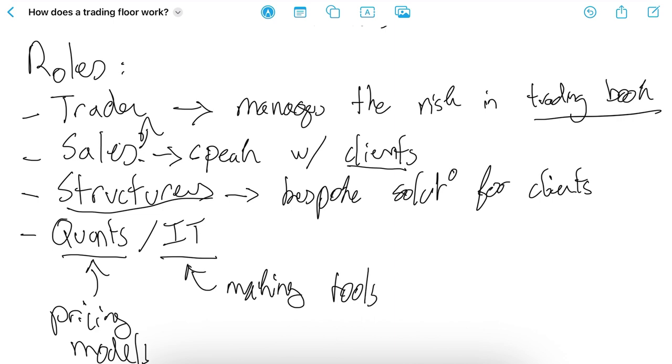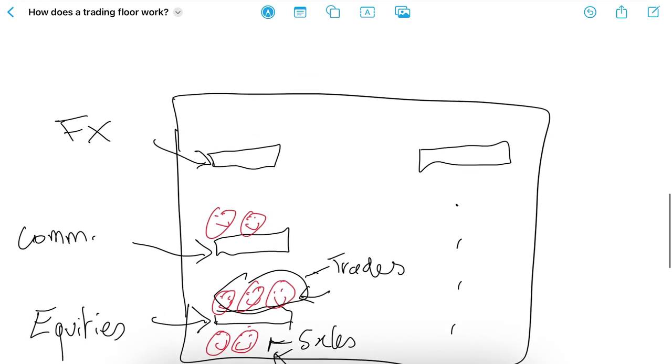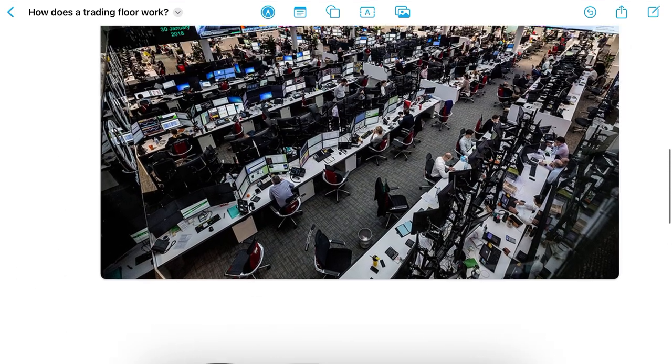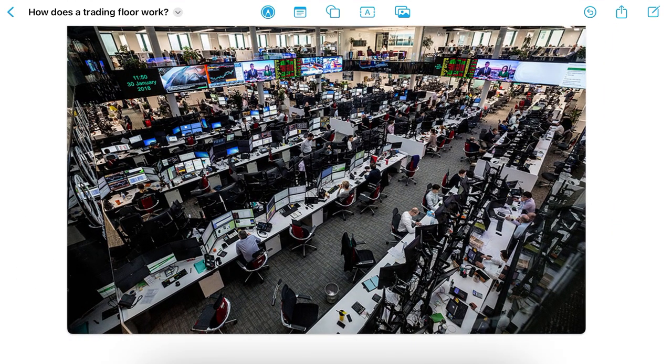So I hope that this gave you a short introduction as to what the different roles are on the trading floor and what people do. I'll go into more detail as to what it means to be a trader, to work as a trader on a trading floor, in a different video. But I think that this is a very useful summary of what this looks like and what the people on this floor are actually doing.